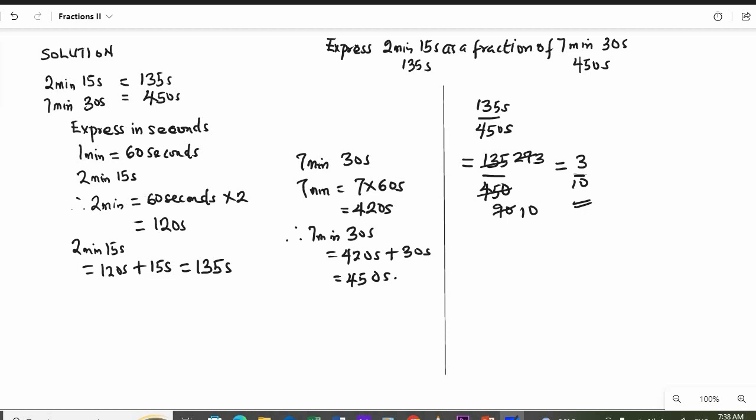Now we should also note that this question might come in this form, which says, what fraction of 7 minutes and 30 seconds is 2 minutes and 15 seconds. So if we see the question in this form, just know that we applied the same method to solve it. Okay, so now let's move to the next example.